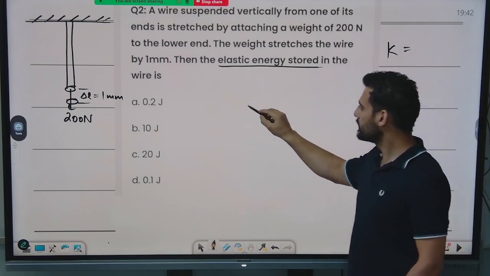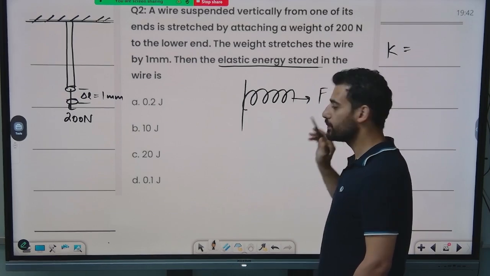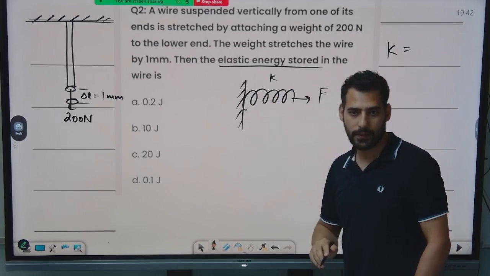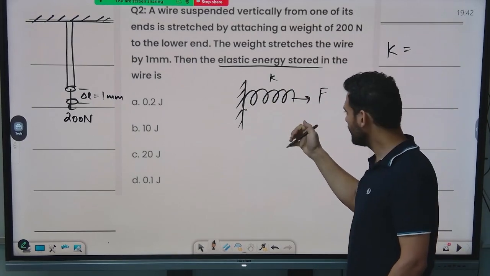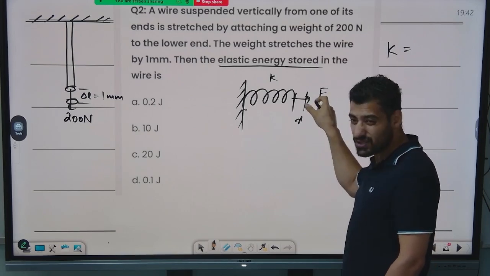See, for example, there is a spring, okay? And you are applying some force F to the spring. What happens if the spring constant is K? What happens to the spring? It gets stretched, but then, say for example, you stretch it by X, okay? But the moment you release this force, what happens?